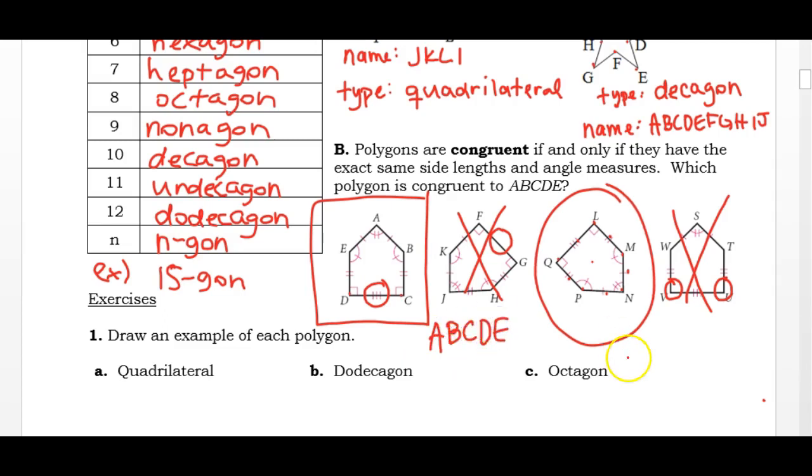I'm going to get rid of this because it's kind of in my way. Is congruent to N, M, L, Q, P. So notice I started with N because the original one started with A, and then I went in order the same way without jumping around to different letters until I got back to the original.